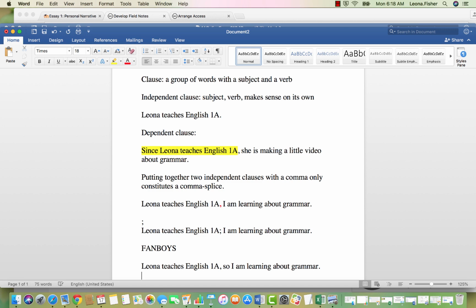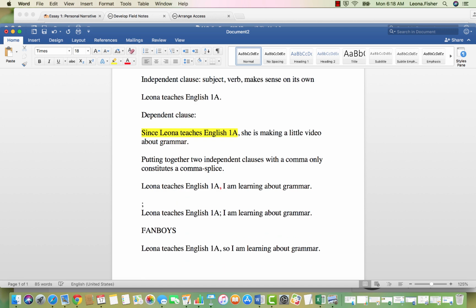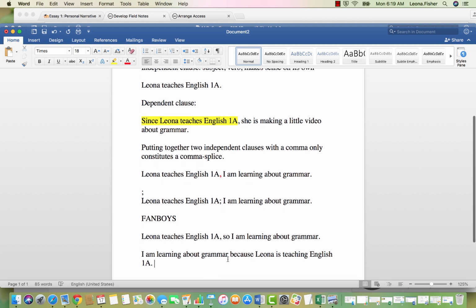You can also turn one of these independent clauses into a dependent clause. I am learning about grammar because Leona is teaching English 1A. I've turned this clause into a dependent clause by adding the word because. And because it's coming at the end of the sentence, I don't need a comma there, although it wouldn't be wrong to stick a comma there.